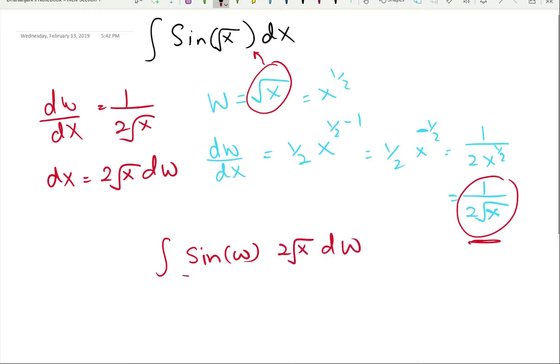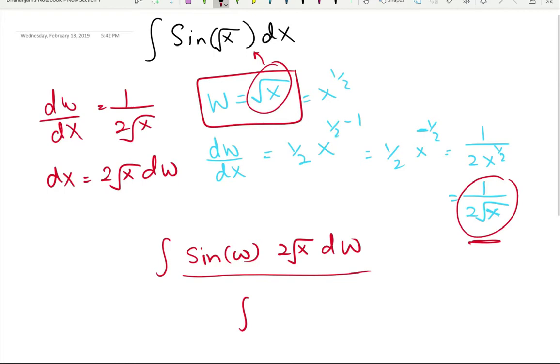Now we know we can't have two variables in the integral at this level, right? Mixed variables, x and w. So how can we get rid of square root x here? Well, square root x is w, right? We can go back and get help from the substitution. That's something that we learn in integration by substitution, tricky problems.